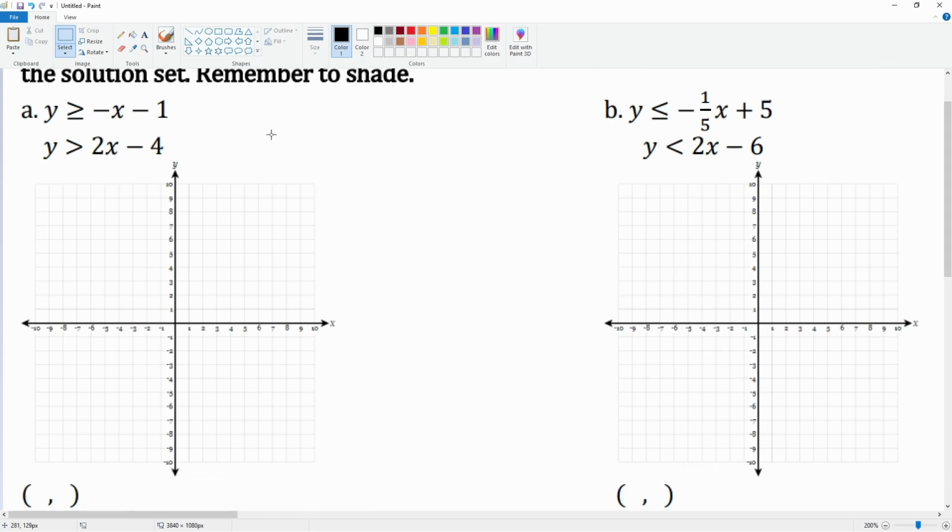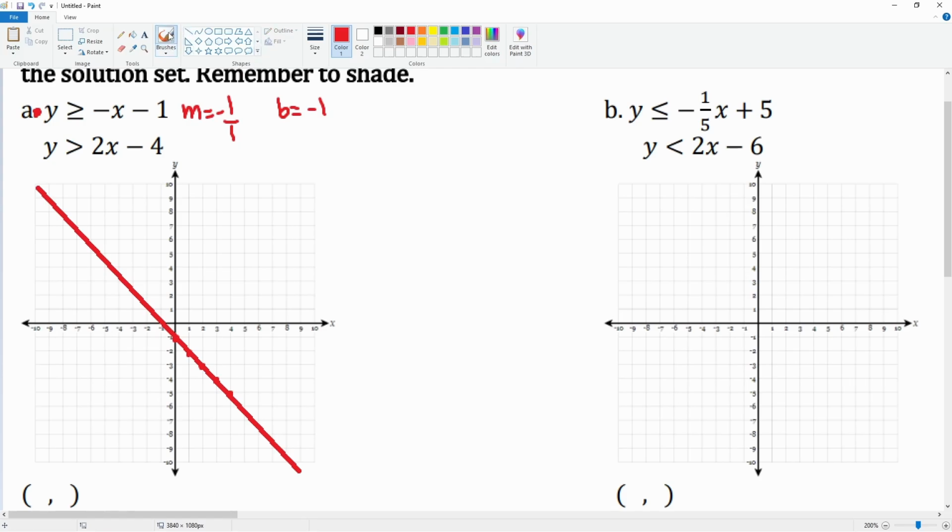I'm going to graph A with the color red. So I go to the y-intercept, which is -1, and I know that the slope is going to be -1/1. So I go down 1, across 1, okay? Once I have this, I can now draw my lines. And I know that these are all solid because of the less than or equal to symbol, okay?